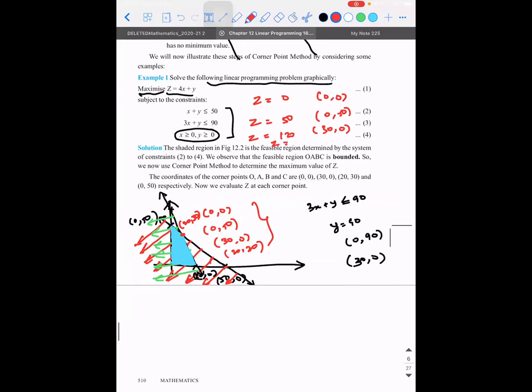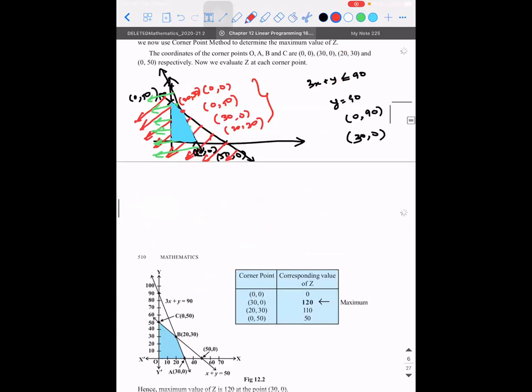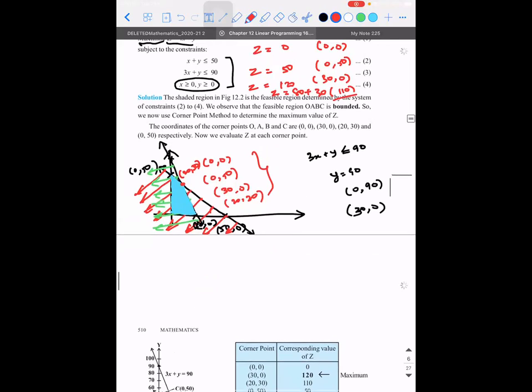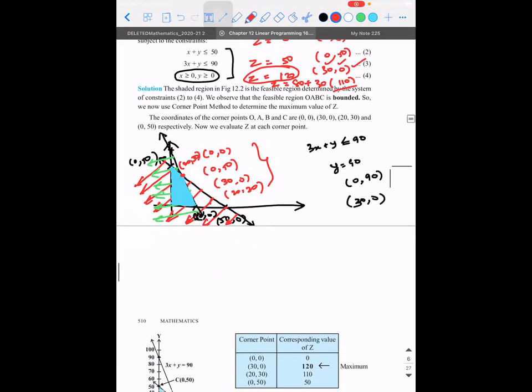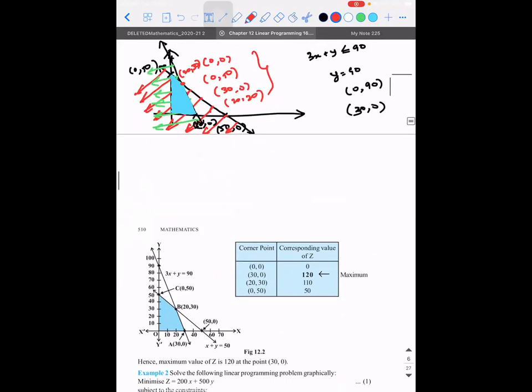And z will be, for 20, 30, what will be the answer? 20 means 80. 110 will come out. So where are you getting the maximum value? You are getting it at 30, 0. So whatever it is, for example, if it was that table and chair problem, he needs to buy 30 tables and 0 chairs. So though we don't know what x and y represent here, that is the meaning. So are you able to understand what they asked by maximizing?